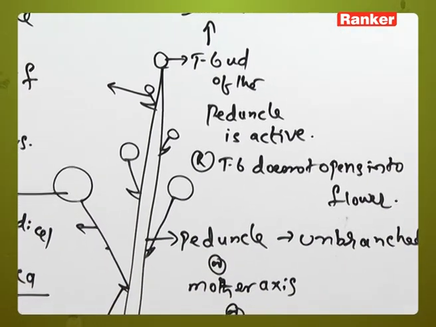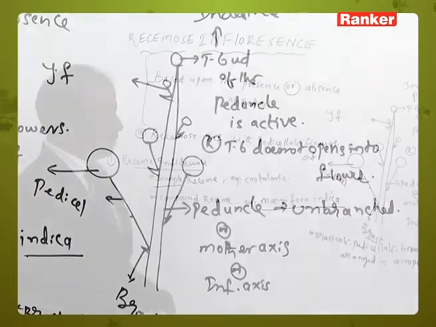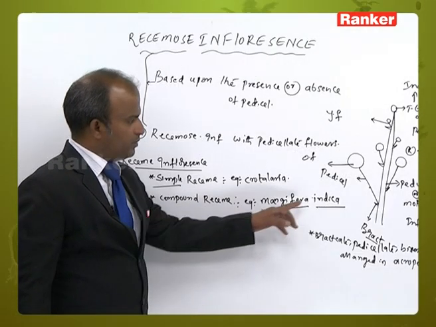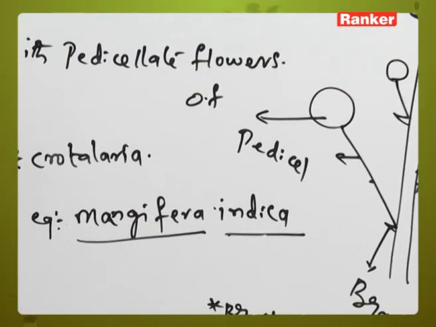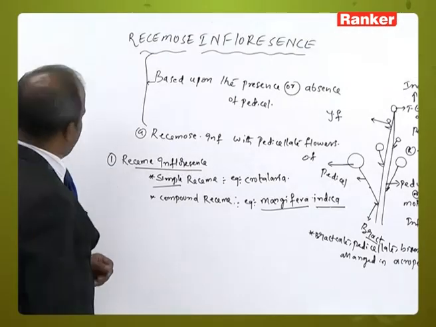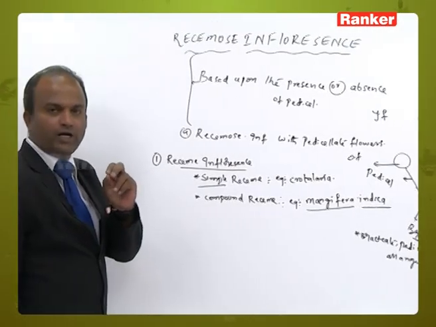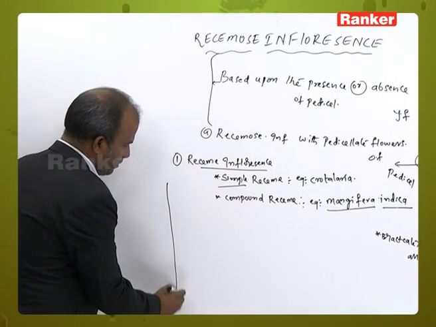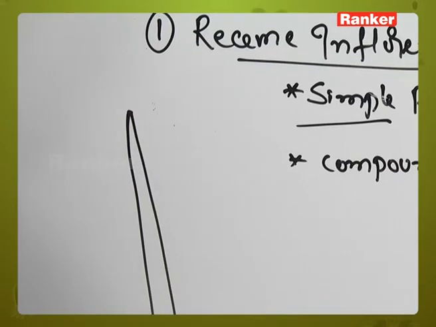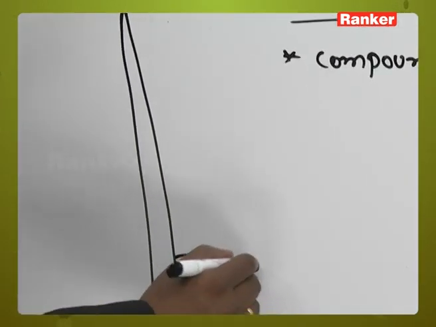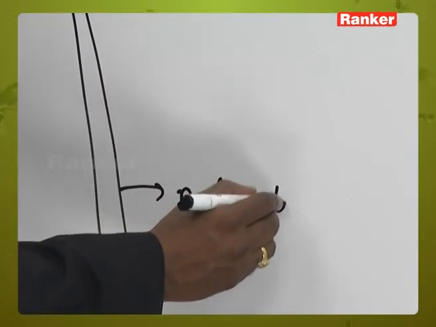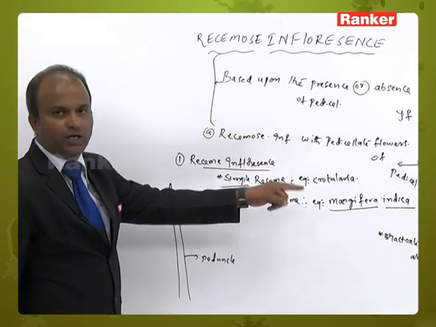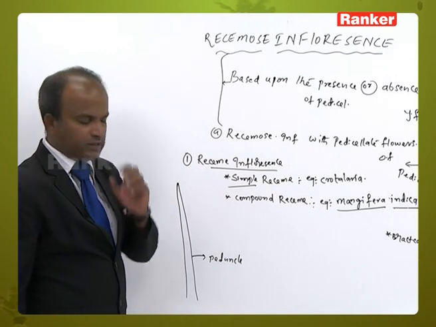Simple raceme example is nothing but Crotalaria. And next goes to compound raceme, that is nothing but Mangifera indica. In Mangifera indica, think this one is the peduncle. Peduncle is also called the mother axis, also called the inflorescence axis.